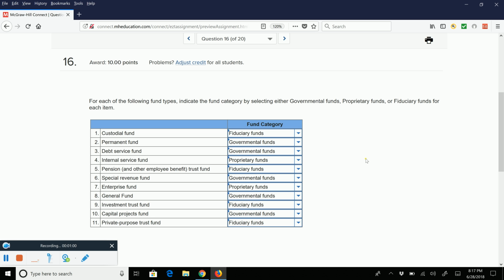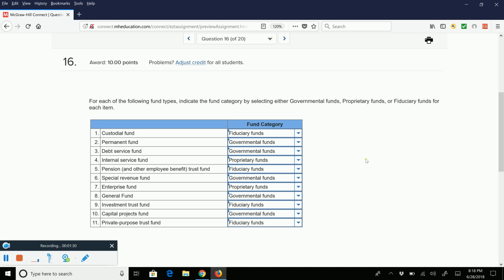Your second category, proprietary funds, are to account for the business-type activities of the government. They account for activities where there is an additional user fee, above and beyond property taxes, to cover those voluntary services. Examples would be a golf course, a toll road, things like that, maybe a water utility.